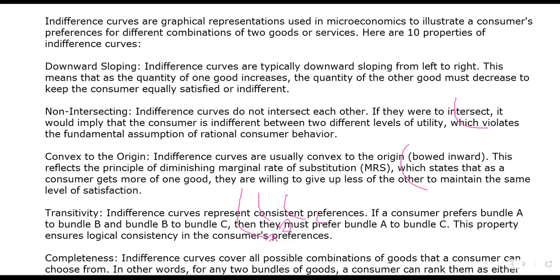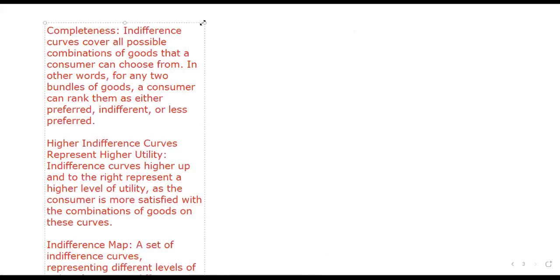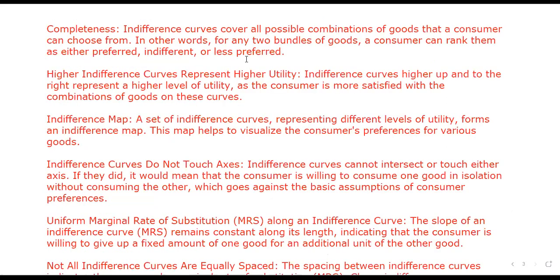The other properties of indifference curves are as follows. We have the property of completeness. Indifference curves cover all possible combinations of goods that a consumer can choose from. In other words, for any two goods, X and Y, a consumer can rank them as either preferred, indifferent, or less preferred. Then the higher indifference curves will offer a higher utility.